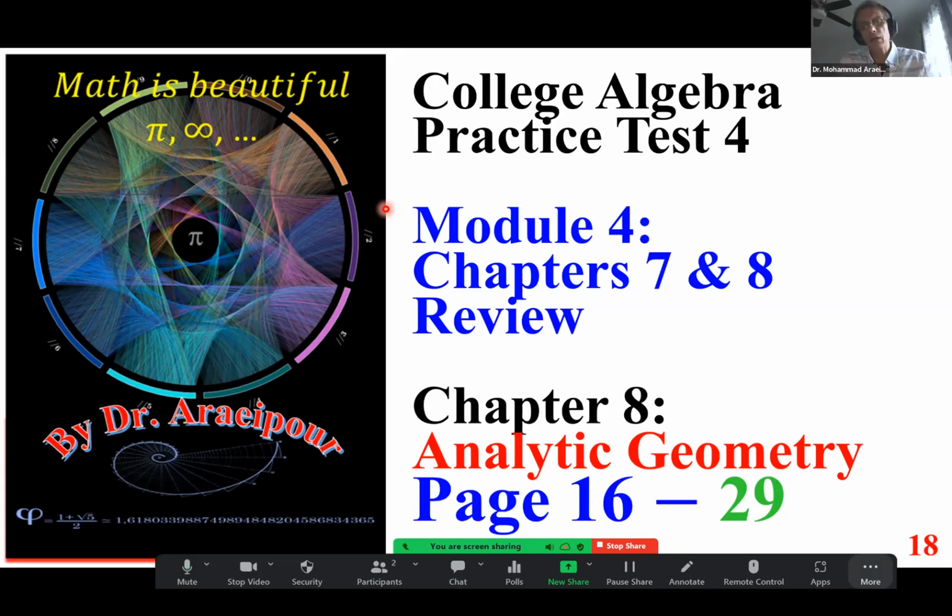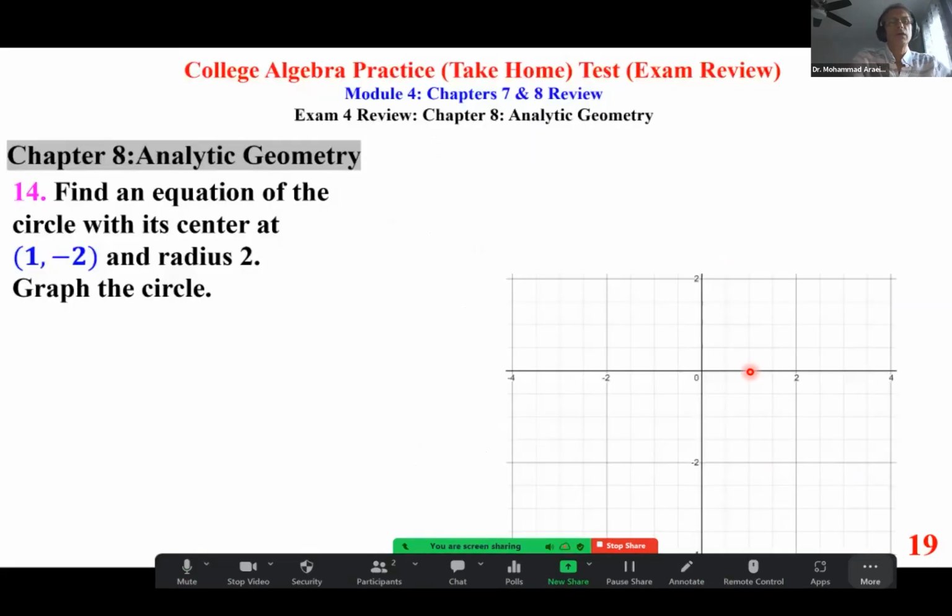Good afternoon, class. We are looking at Module 4, Practice Test, Chapter 8, Analytic Geometry. Find an equation of a circle with its center at (1, -2) and radius 2.